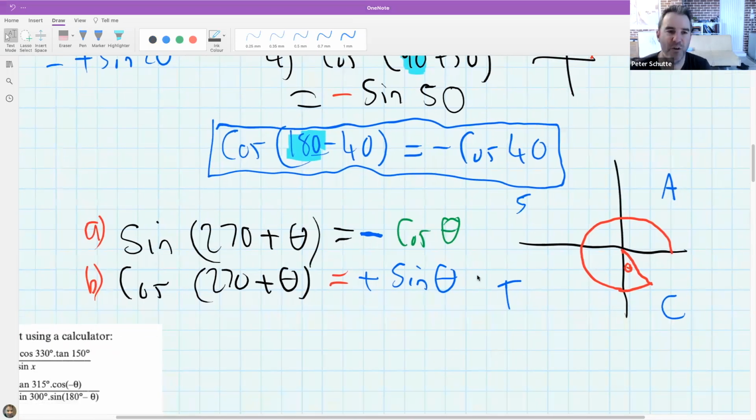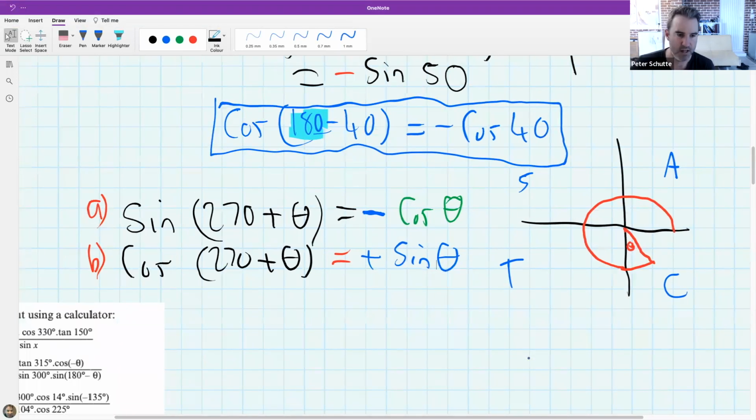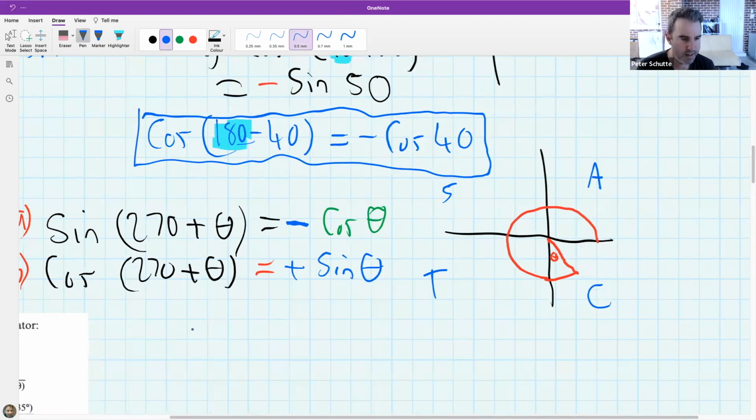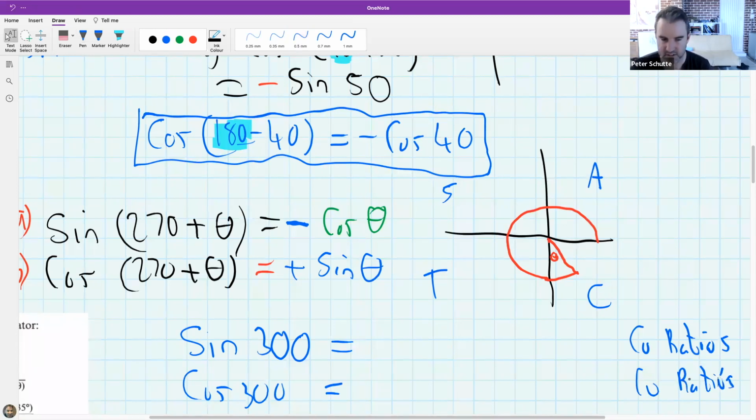All right. That was great from the class there. Now, we need to do one more, or two more, and then we'll move on from this. So let's say I give you the sine of 300. I want you to reduce the sine of 300 using co-ratios, and I want you to also reduce the cos of 300 using co-ratios. Or another way of saying it is using the nearest vertical axis. What would you get for that?